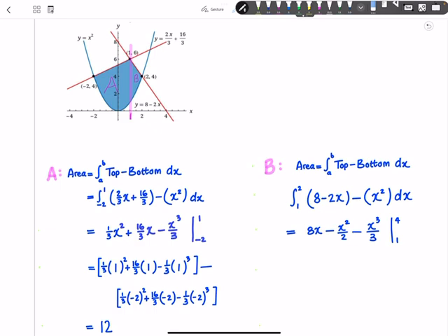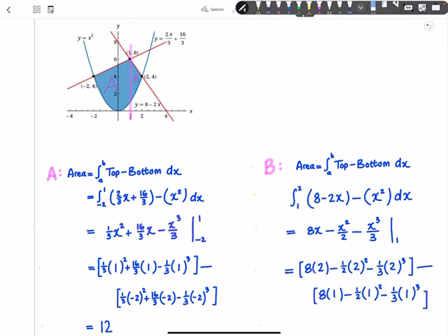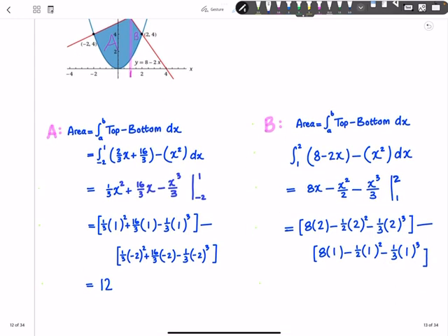If we evaluate, we will get 8x minus x squared over 2 minus x cubed over 3. I see that I made a mistake here and plugged in an incorrect bound. This is supposed to be 2. Hopefully I didn't carry that mistake through. I did not, just a little typo. So plug in top minus plug in bottom, and again you can use your calculator to evaluate. I get 8/3.